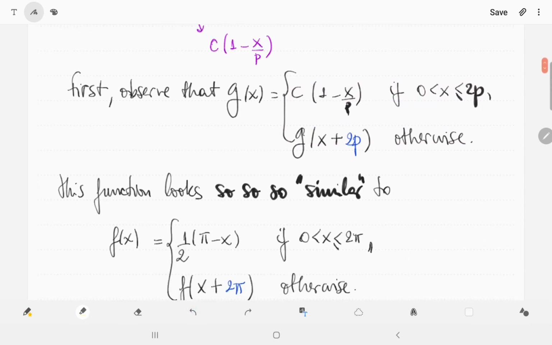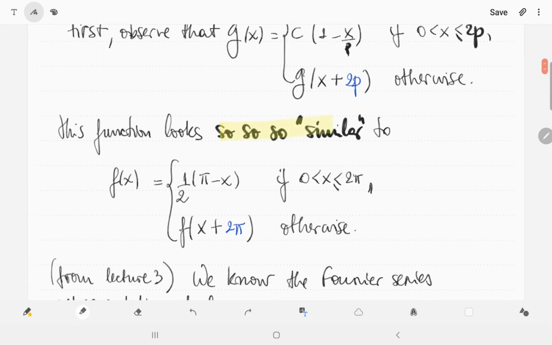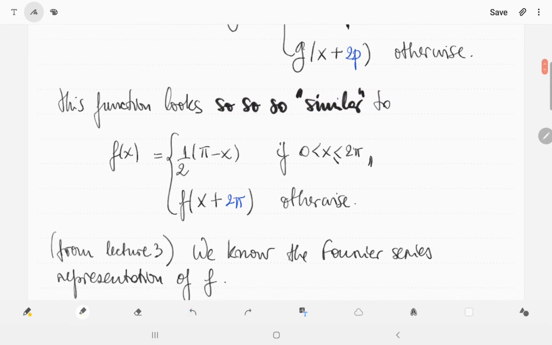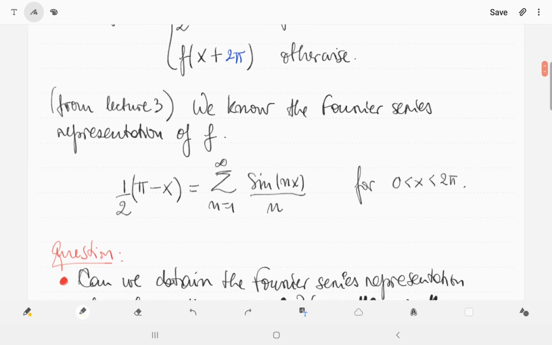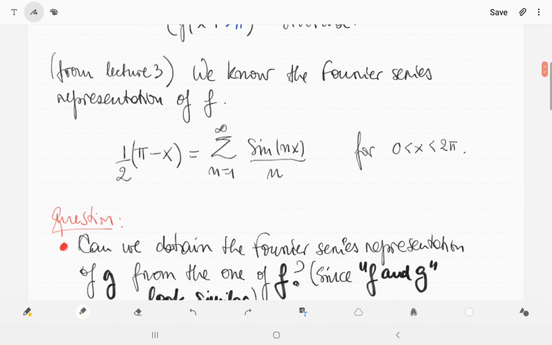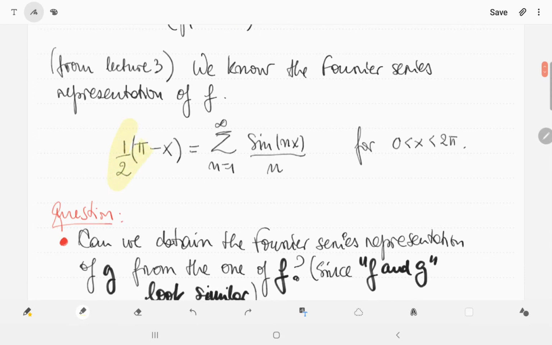And as I was saying, this function looks so similar to f, this f that we saw last week, which is a 2 pi periodic function. If you go back to lecture 3, there we computed the Fourier series representation of f, and we got exactly this. And we have this identity for every point between 0 and 2 pi.